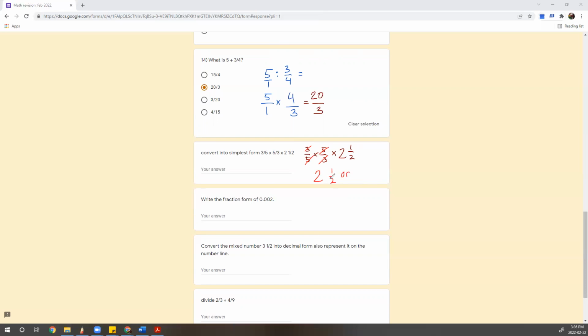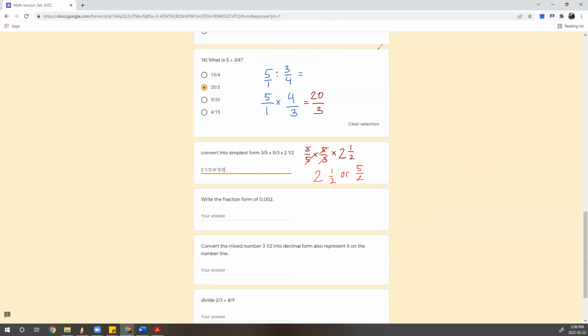Or you can just write it as an improper fraction. 2 times 2 is 4, 4 plus 1 is 5. So I don't know what your teacher is asking you to do, but in my opinion, you can just write like this, or 2 1/2. Up to you. You give both answers. Okay? For this, just play safe.